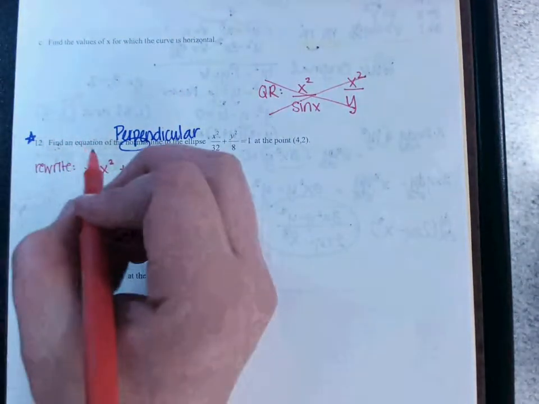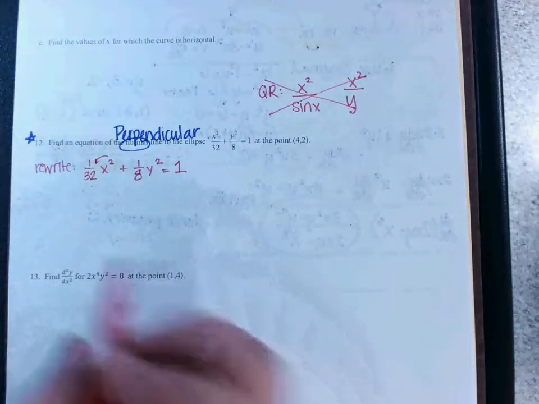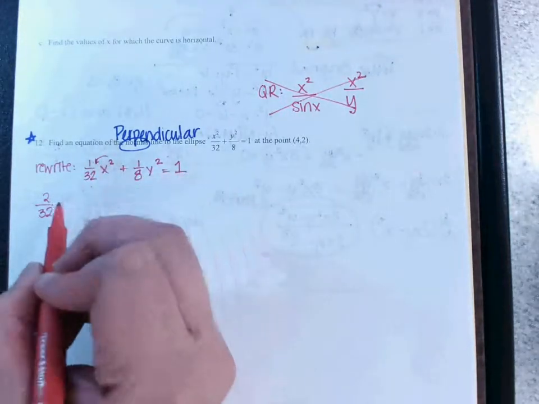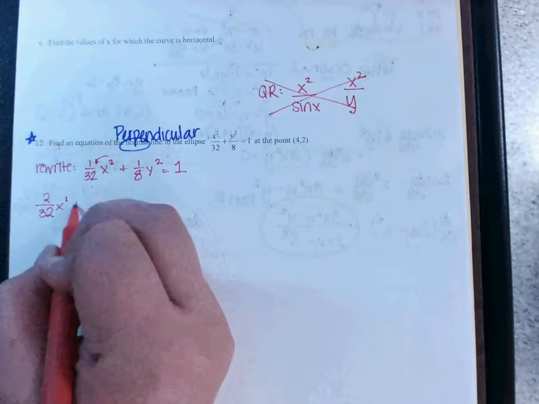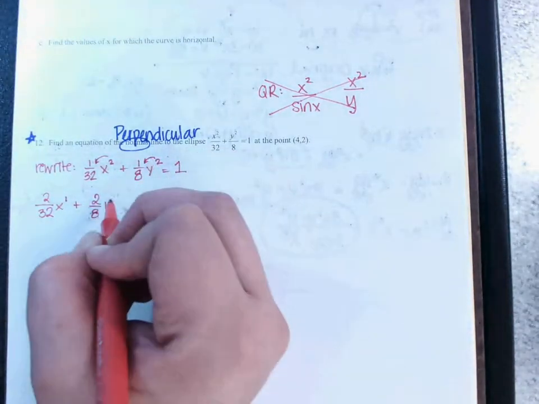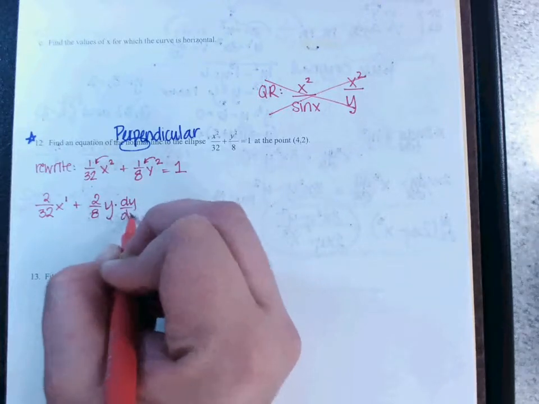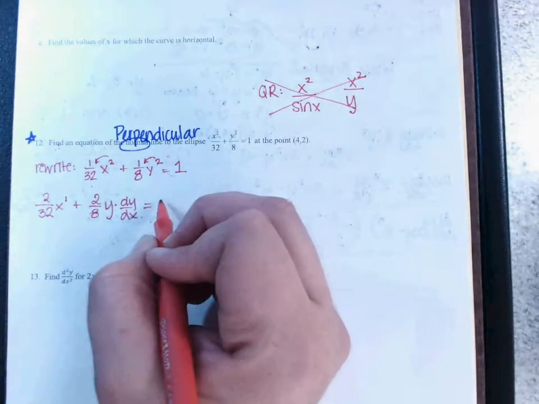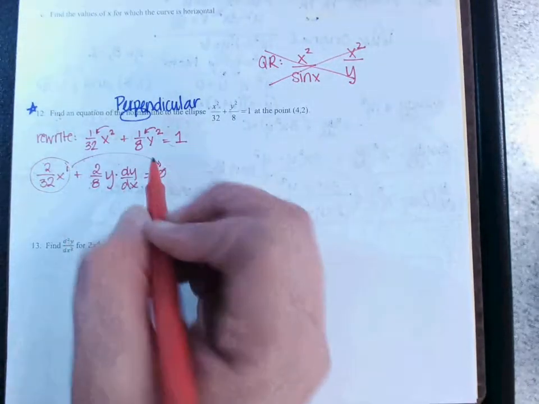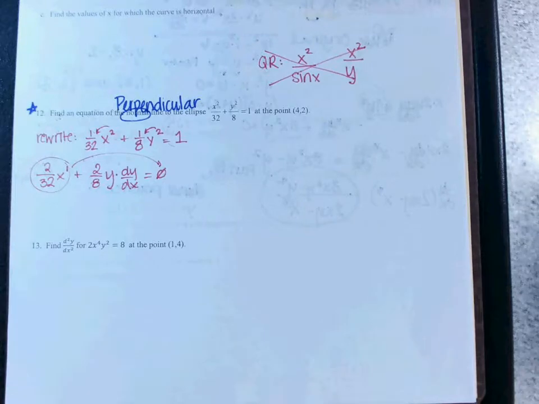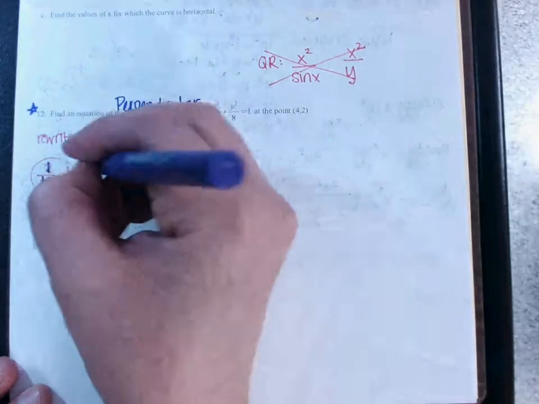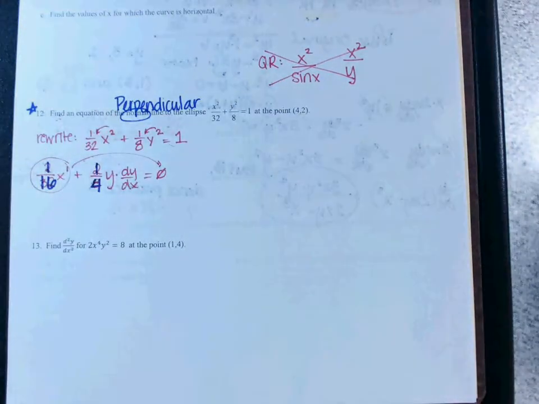Okay, so I'm ready to take the derivative. 2 multiplies down on 1 over 32. Now it's 2 over 32x. Notice it used to be squared, now it's to the 1, plus 2 multiplies down, now it's 2 over 8. Y used to be squared, now it's to the 1 times dy dx, equal to derivative of 1 is 0. Okay, from there, I'm going to move this term across to the other side. I'm also going to reduce these, so 2 out of 32 is the same as 1 over 16. Okay, and then 2 over 8 is 1 over 4.